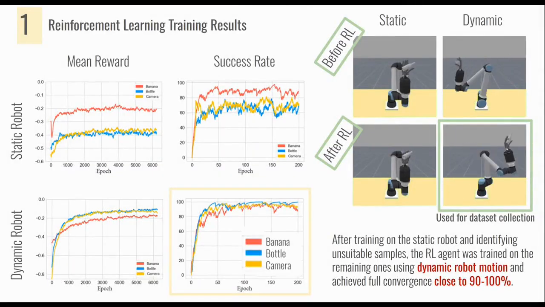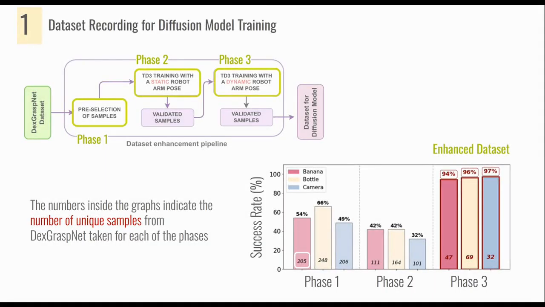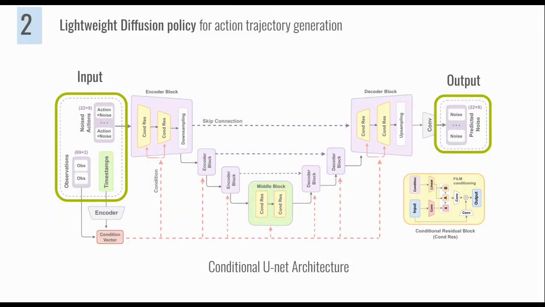As can be seen from the plots, with dynamically changing robot pose, the RL agent was able to improve samples from the dataset to a high success rate of 90 to 100%. After 3 phases of the pipeline, a high-precision dataset was obtained for training the diffusion model. The recorded trajectories were recalculated taking into account the preservation of the history of observations and actions. Here we present the architecture of a lightweight conditional U-network for the diffusion model.